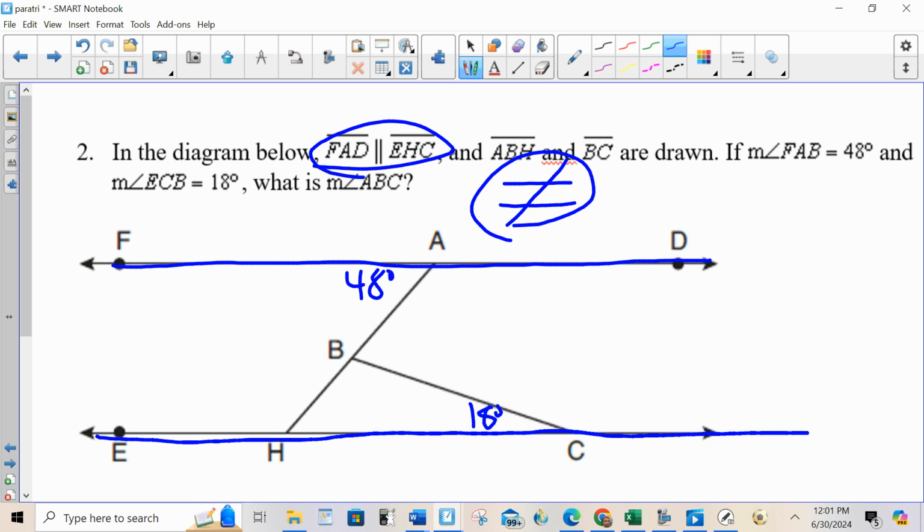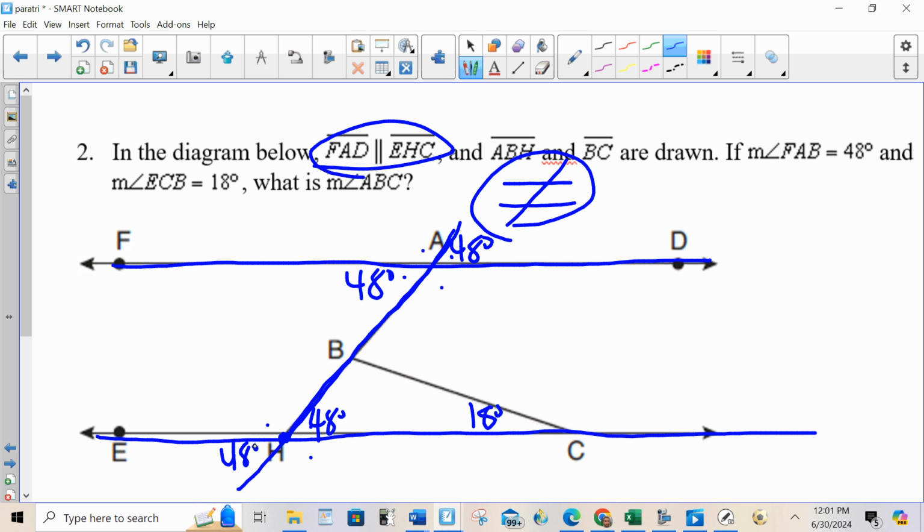And identify, extend, and follow the transversal. So the transversal that hits those two parallel lines is this one right here. So now I see my 1, 2, 3, 4, 5, 6, 7, 8 angles. If this angle's 48, then this angle's 48. I follow the transversal to H. H is where the transversal hits the other parallel line. So these acute angles must be 48 as well.